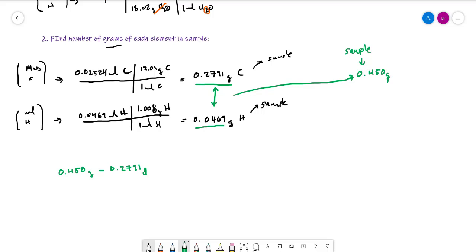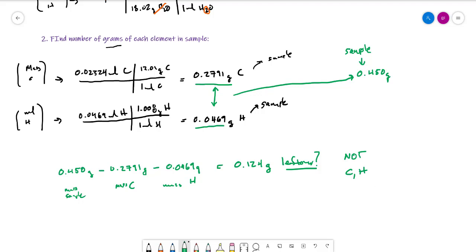So that's the mass of carbon, that's the mass of the original sample, and let's also subtract 0.0469 grams, which is the mass of hydrogen. And what that gives us is 0.124 grams of leftover. So what is this stuff? Well, it's not carbon and hydrogen. So what else could it be? Well, we've got to figure that out.